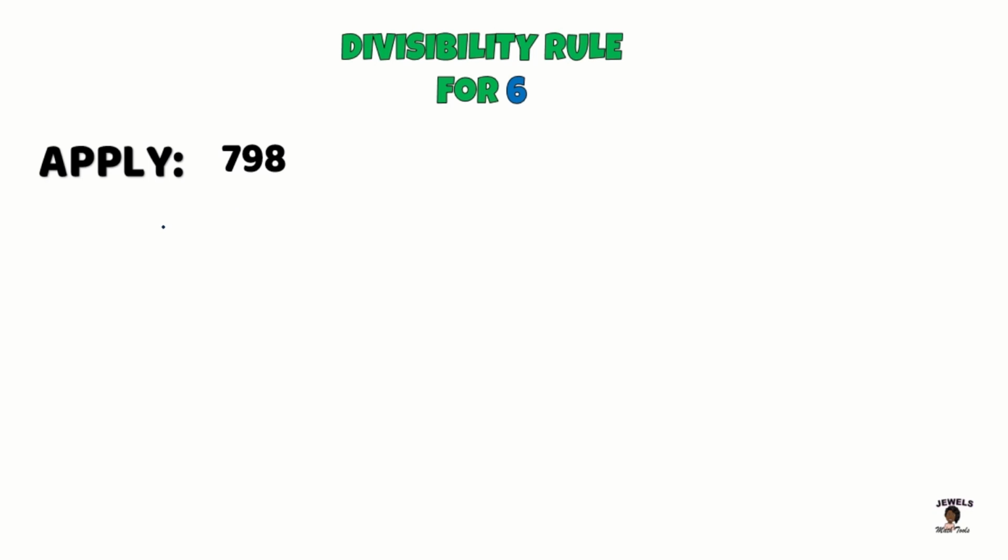So let's start with 2 again. Because this number ends in 8, it's going to be a yes for 2. Now let's look at 3. Again, we're summing our digits, so we have 7 plus 9 plus 8. And 7 plus 9 is 16, and 16 plus 8 is 24, so it's a yes for 3. So we have a yes for 2, a yes for 3, which means that we should have a yes for 6 as well. So let's go through our division.